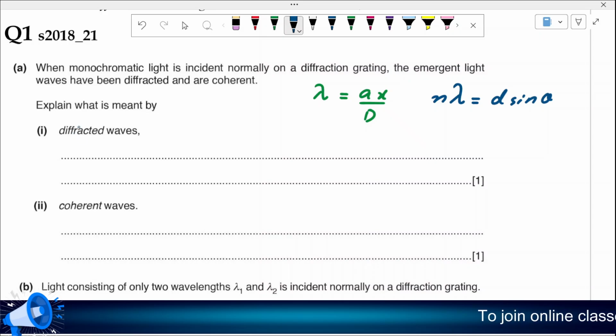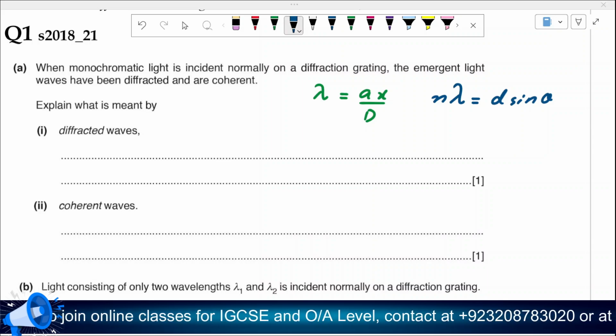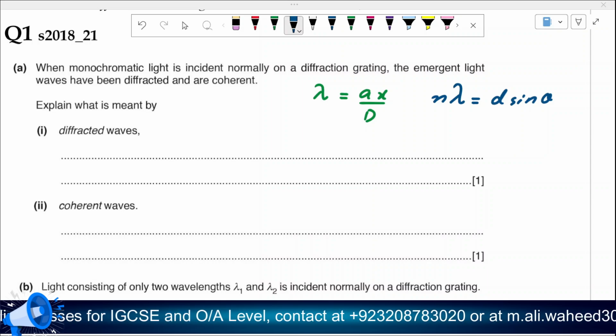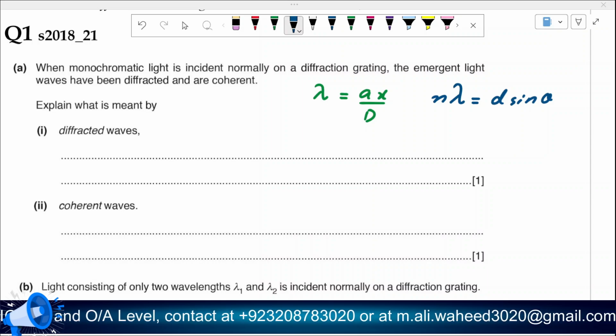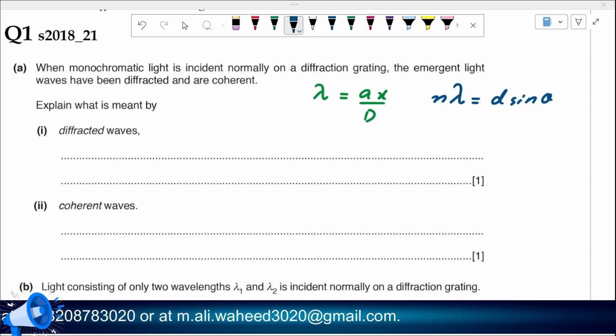Yeah, here we have the first one. Explain what is meant by the diffracted waves. So, not a tricky one. The waves which are bent around the corners of the obstacle or around the corners of the slit are known as diffracted waves.